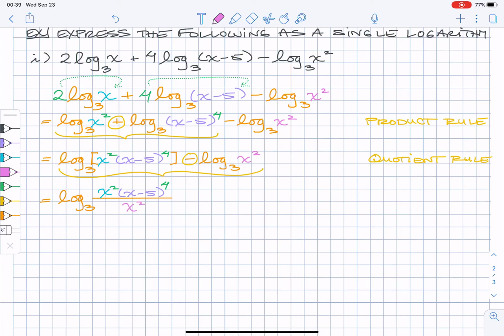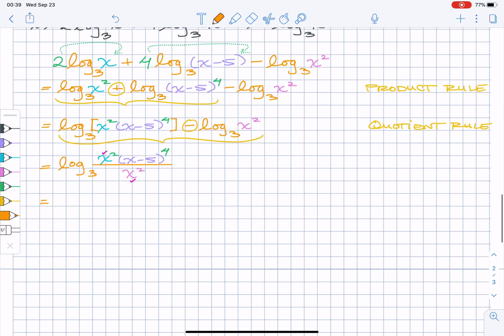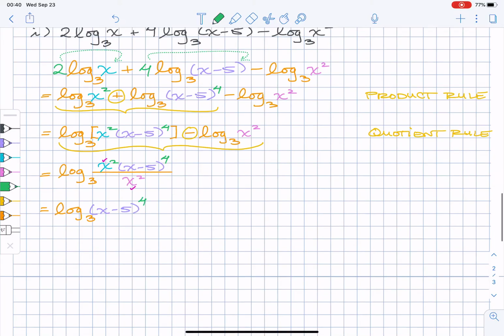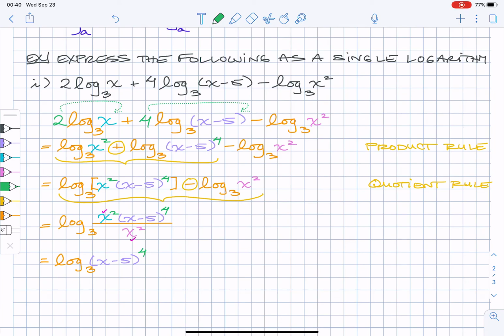Interesting. Because what's going to happen now, looks like I have the same factor in the numerator as I do in the denominator of the argument. So this actually simplifies, and let me rewrite this log. Log base 3. Okay, so do you agree that this simplifies to log base 3 of the quantity x minus 5 to the 4th? And there we are. Okay, so that is a single logarithm.